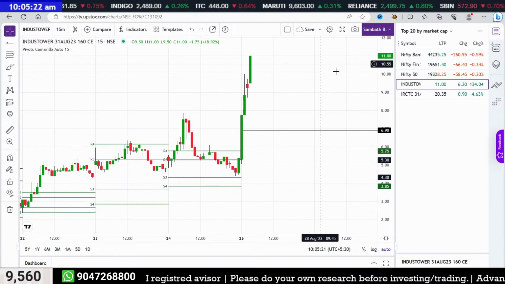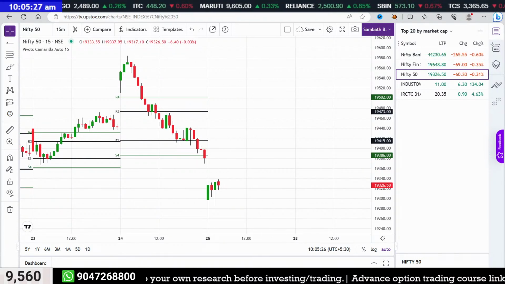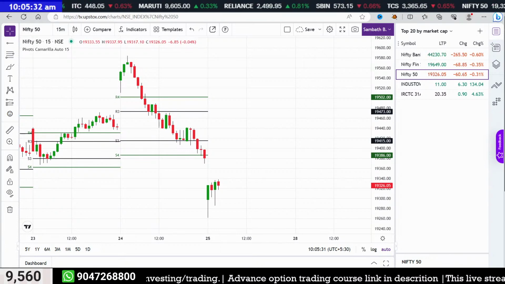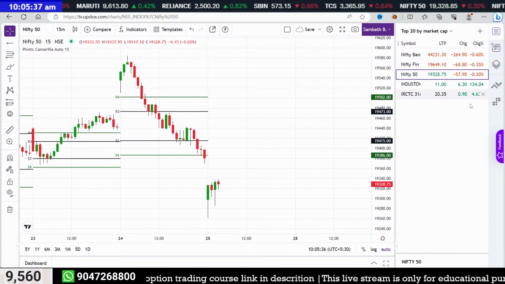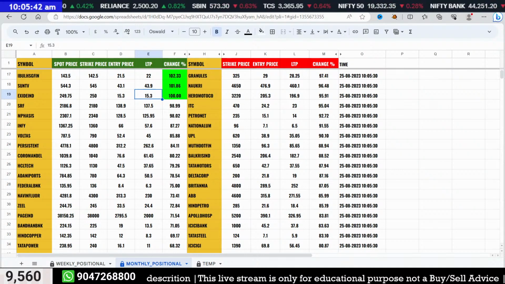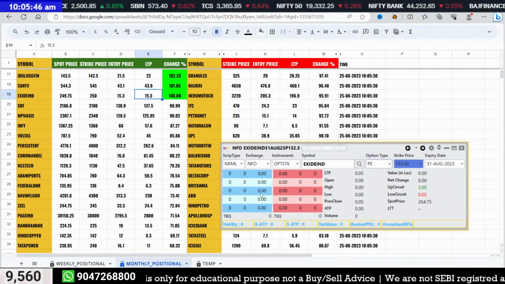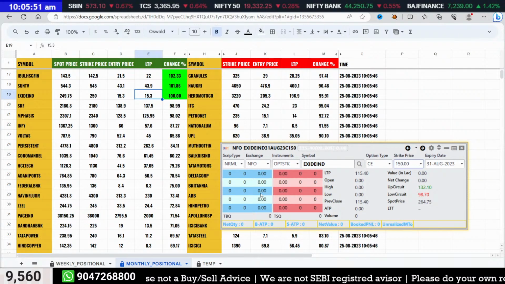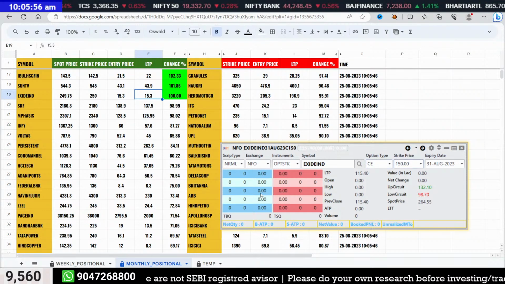Nifty still at 57. Okay, maybe a slight recovery. Exide, I think it is not traded actively. 15.3. Exide Industries call option 250.